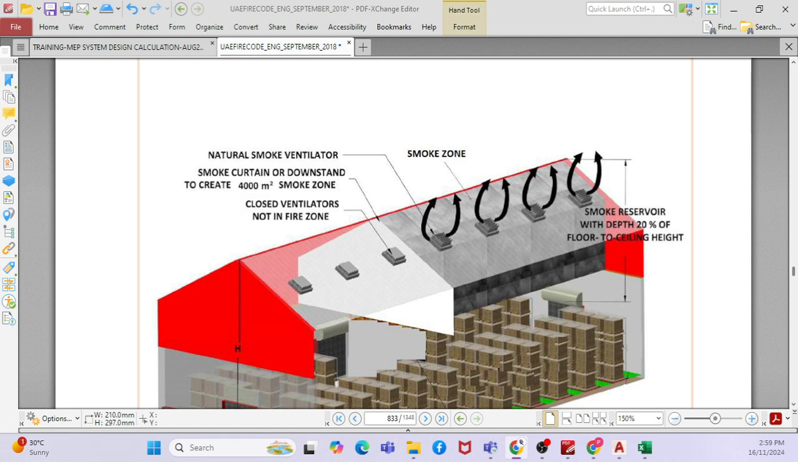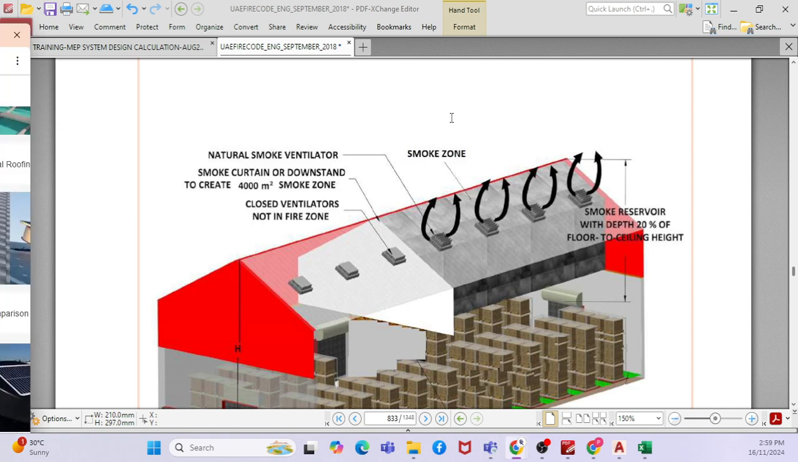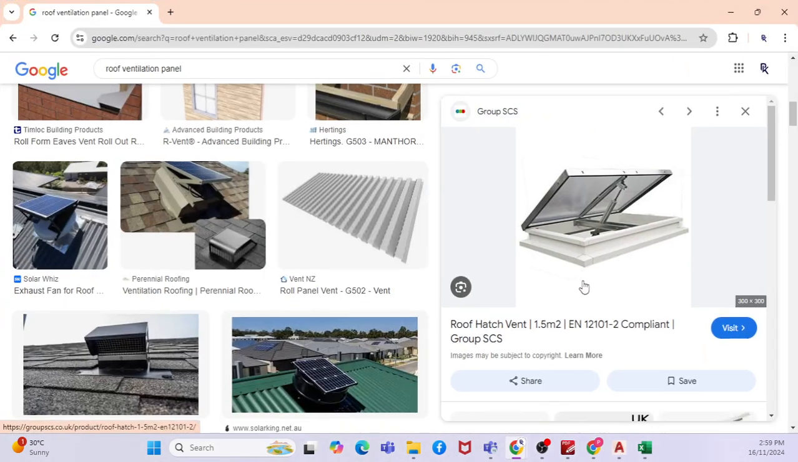It is basically a roof ventilator panel. If you could share your screen with what you're looking at. Yes, you can see this kind of thing. This will open whenever there is a fire. It will be linked with the fire alarm system. Whenever there is a fire, this particular panel will open.